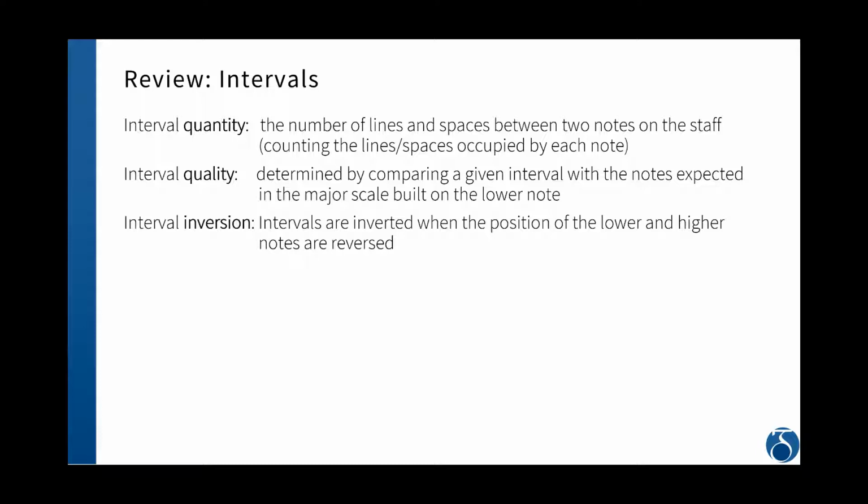That'll come up later. The last idea that we need is interval inversion. So an interval is inverted when the position of the lower and higher notes are reversed. And this often happens by either transposing the lower note up by an octave or the higher note down by an octave.